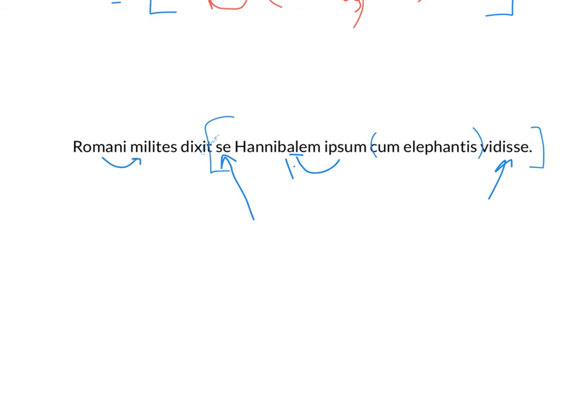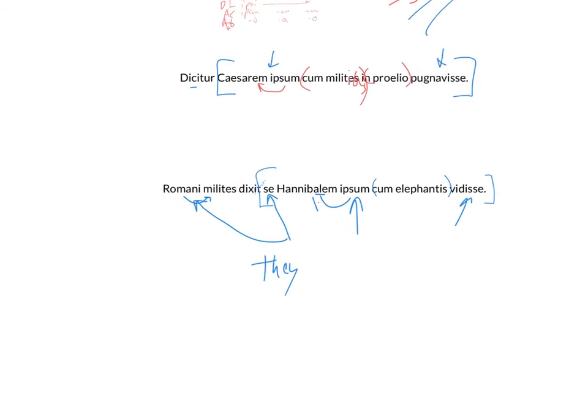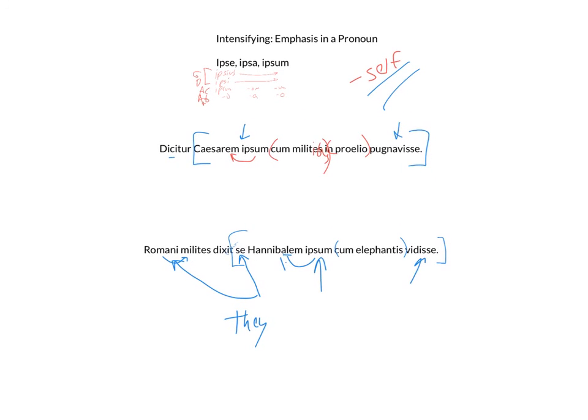So you'll notice two things. One, se refers to the subject, Romani milites, so it's they here. And it's the subject of the ACI, which is why you can use a they, and you don't have to say themselves or anything like that. It's in a different clause. So the Roman soldiers said that they had seen Hannibal himself. It's more emphatic. See how it's modifying Hannibal? It's the emphatic self with elephants. Okay, so this intensifying pronoun you can see in ACIs.